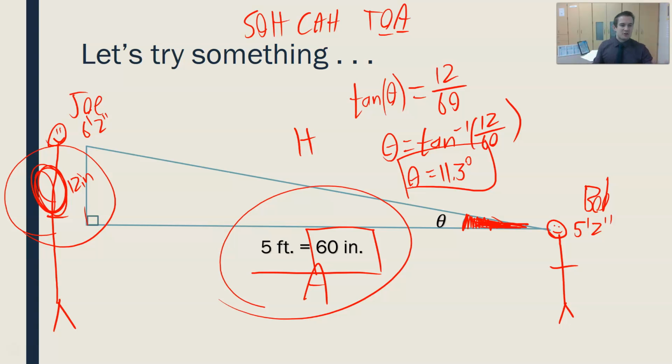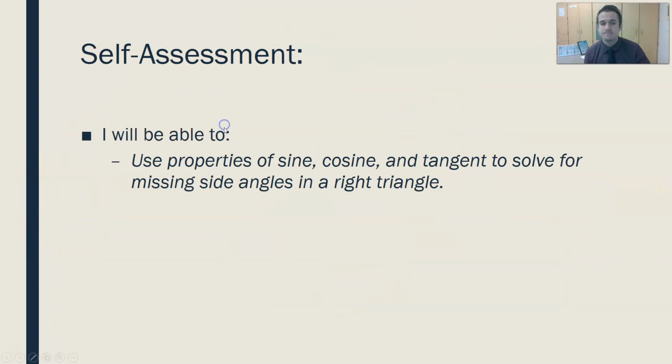Pretty cool. I think that's a quirky, fun, real-world example of where we can use trigonometry to solve for missing angles. And that's it. That is all I have for you today. Hopefully by the end of this lesson, you now feel a little bit more comfortable using properties of sine, cosine, and tangent to solve for missing angles in a right triangle.